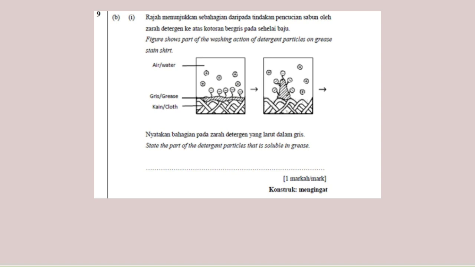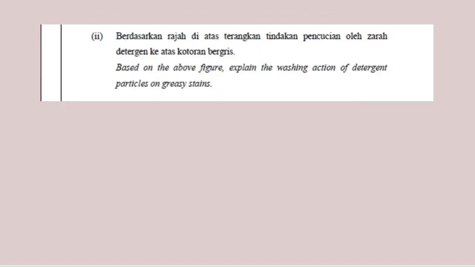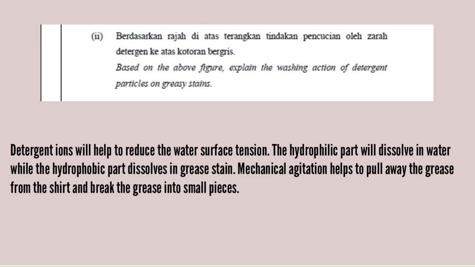Now we move to question 9b(i). State the part of the detergent particles that is soluble in grease. The part of the detergent particle that is soluble in grease is the hydrophobic part. For question 9b(ii), based on the above figure, explain the washing action of detergent particles on grease stain. Detergent ions will help to reduce the water surface tension. The hydrophilic part will dissolve in water while the hydrophobic part dissolves in the grease stain. Mechanical agitation helps to put away the grease from the fabric and break the grease into small pieces.